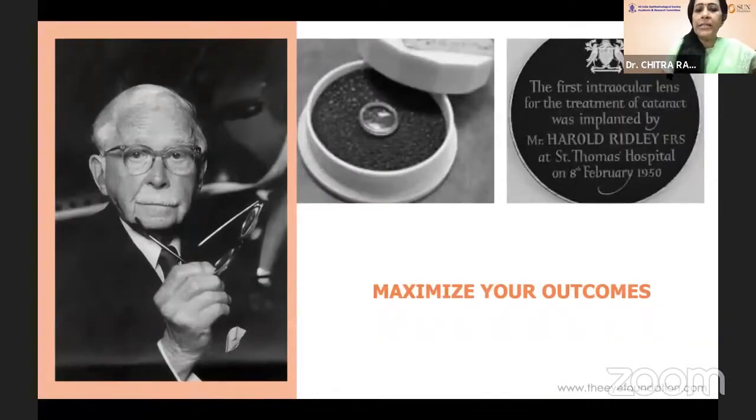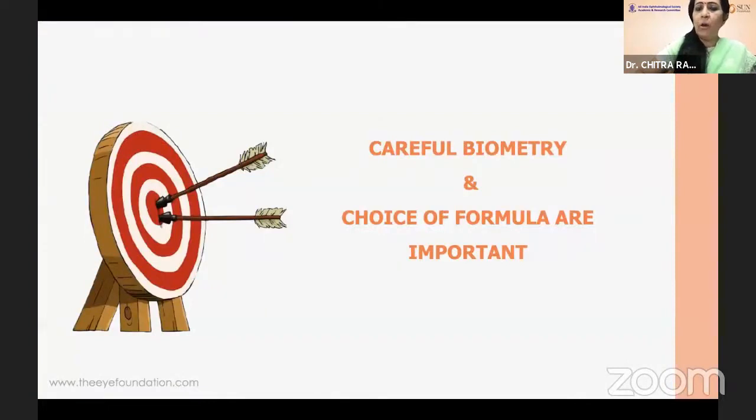So if we try to trace the history, it goes right back to the times of Harold Ridley, who discovered the first intraocular lens in the 1940s, and in his lifetime, in 1980, underwent a further modification of this lens during his cataract surgery. But today, where we stand, we are able to realize a target emmetropic outcome within plus minus 0.5 diopter for most of our normal patients, may be challenged in extremes of axial length and post-refractive surgery. So it automatically tells us that we need to do a very careful biometry and choose the right formulae.